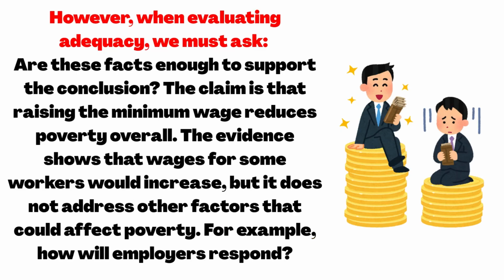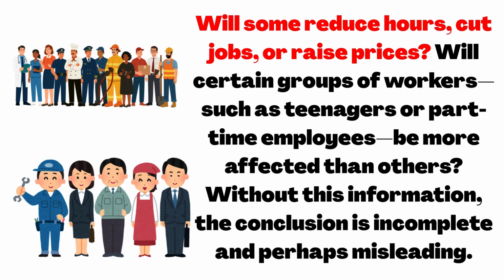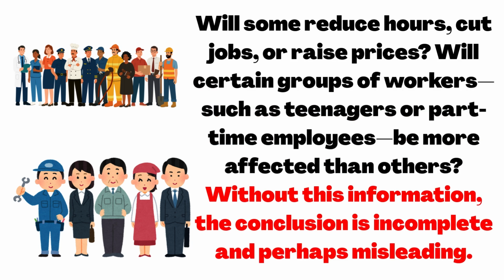However, when evaluating adequacy, we must ask, are these facts enough to support the conclusion? The claim is that raising the minimum wage reduces poverty overall. The evidence shows that wages for some workers would increase, but it does not address other factors that could affect poverty. For example, how will employers respond? Will some reduce hours, cut jobs, or raise prices? Will certain groups of workers, such as teenagers or part-time employees, be more affected than others? Without this information, the conclusion is incomplete and perhaps misleading.